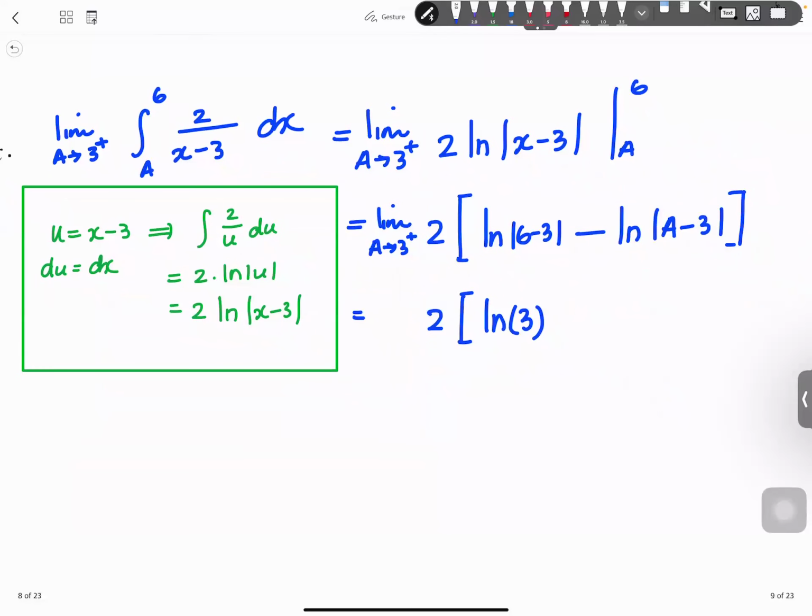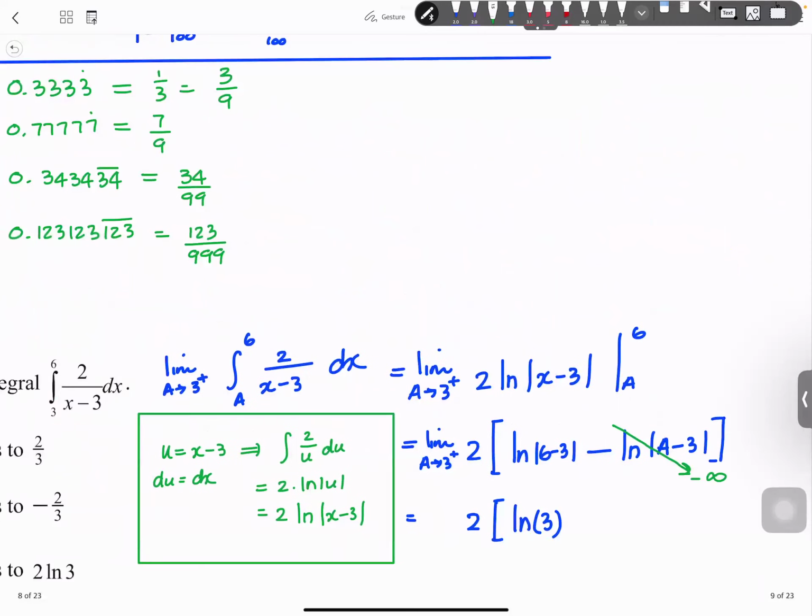So as we're approaching 3, a bigger number that's getting smaller, what happens to x minus 3? It is approaching 0, right? So what happens to a natural log as its variable approaches 0? It goes to negative infinity, right? Again, if you forget, graph it for yourself.